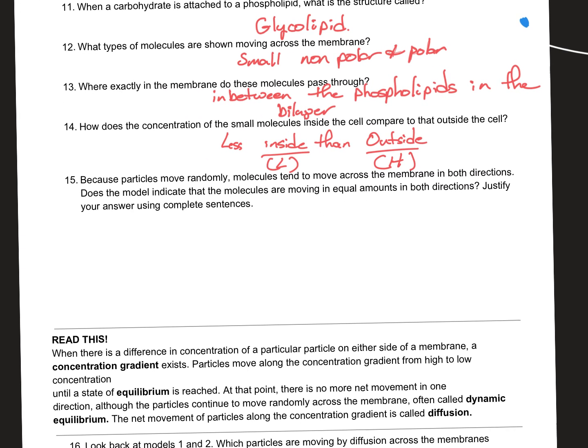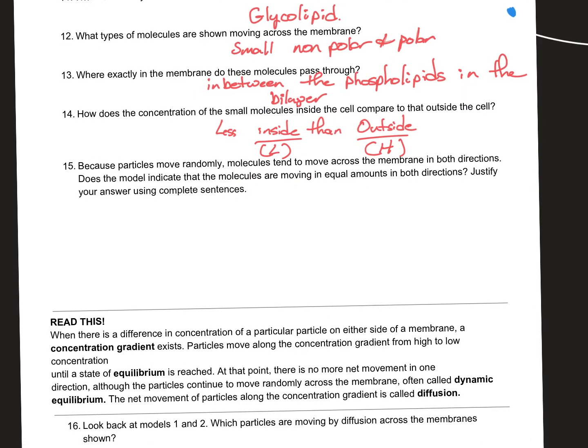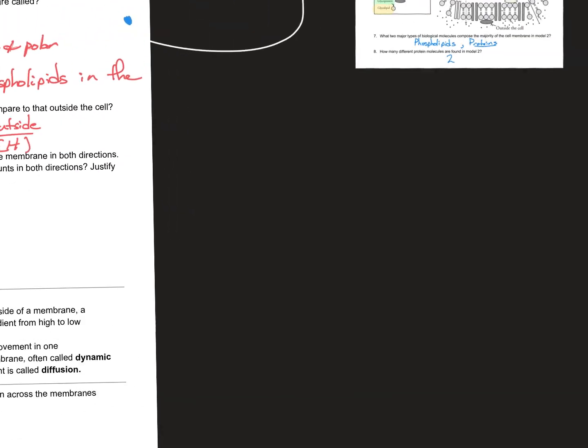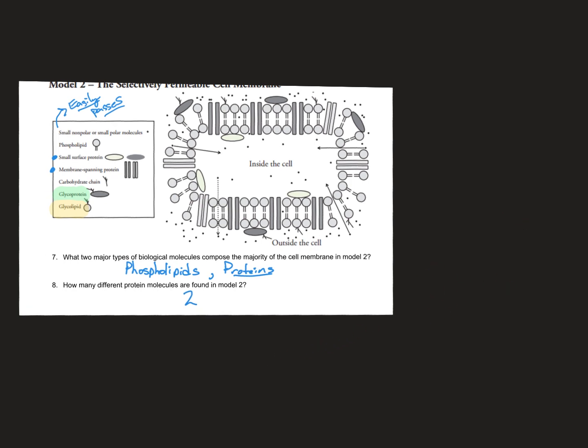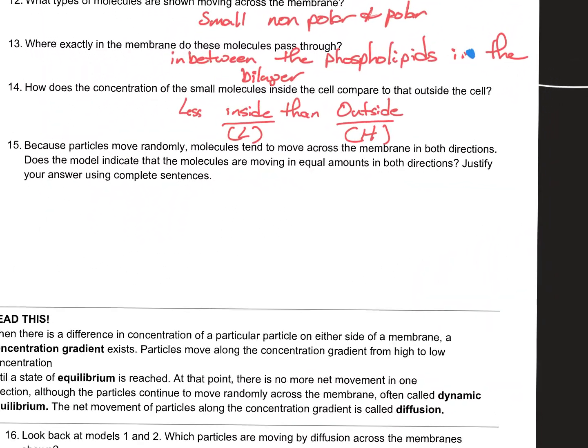Because particles move randomly, molecules tend to move across the membrane in both directions. Does the model indicate the molecules are moving in equal amounts in both directions? Justify your answer in sentences. No, it does not show equal movement. It shows more going inside than outside: three going in and one going out.